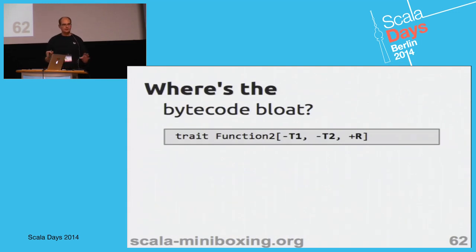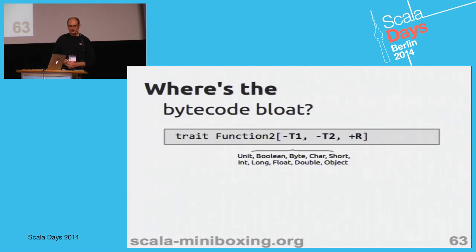Let's take this example. Function2 is very common in the library. You don't see it. It's when you write two arguments in parentheses, results in something. You usually use it, for example, in folding. And it has three type parameters. Obviously, two arguments and a return type. Well, each of these should be specialized if you want to do full specialization on 8 Java primitive types, plus unit, which is a Scala primitive type, plus object, because we also want to carry objects. Now, can you tell me how many traits this will produce?